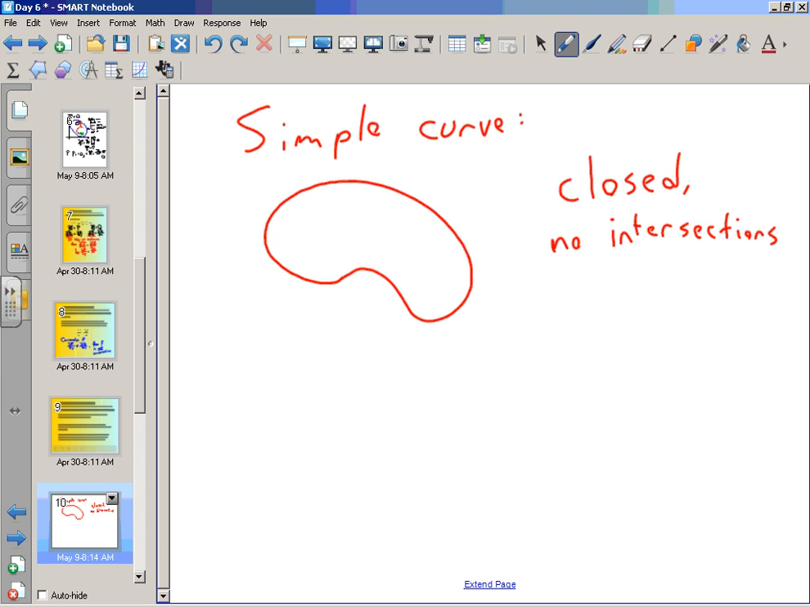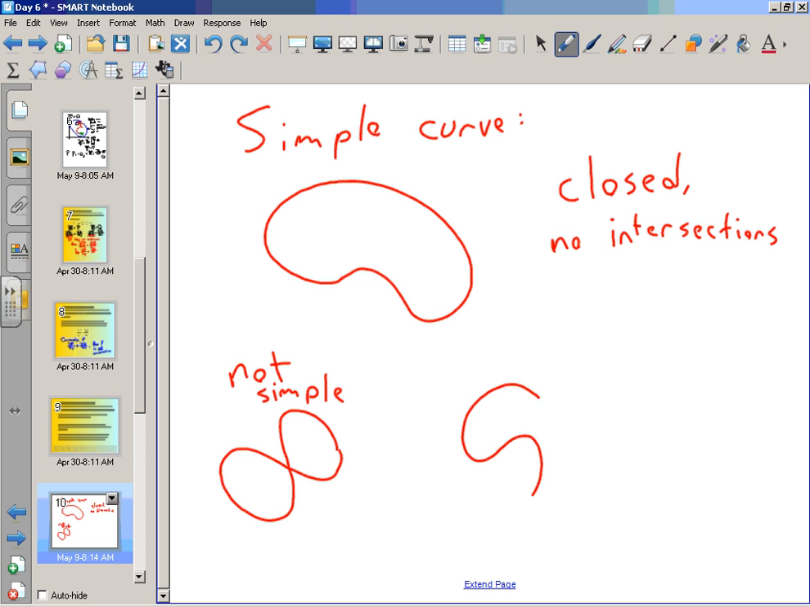And so, for example, if we had something like that, this is not a simple curve because it intersects itself. Or if we had a curve that was like this, this is also not simple because it's not closed.